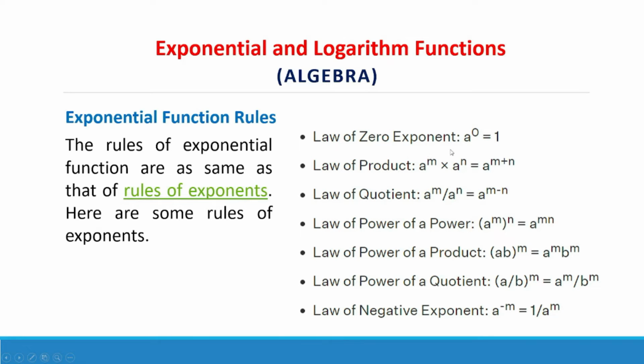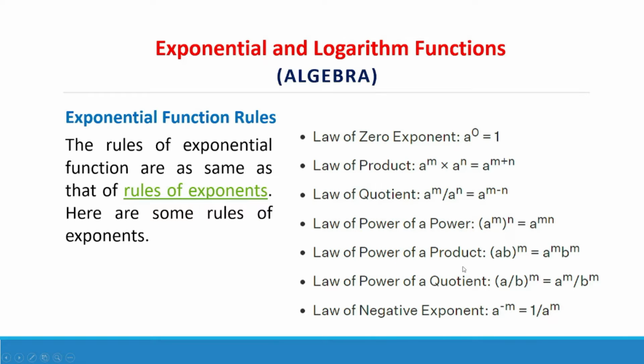Law of zero exponent: a exponent 0 is equal to 1. Law of product: a exponent m times a exponent n is equal to a exponent m plus n. Law of quotient: a exponent m divided by a exponent n is equal to a exponent m minus n. Law of power of a power: (a exponent m) with exponent n is equal to a exponent m times n.